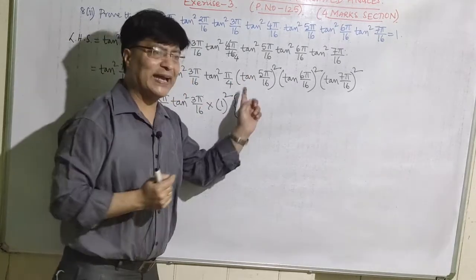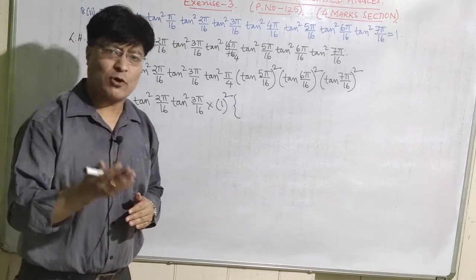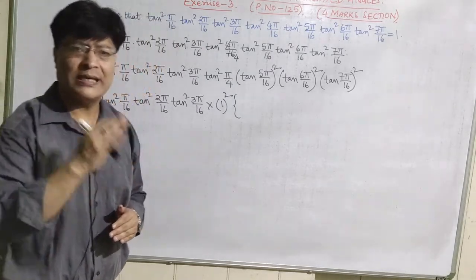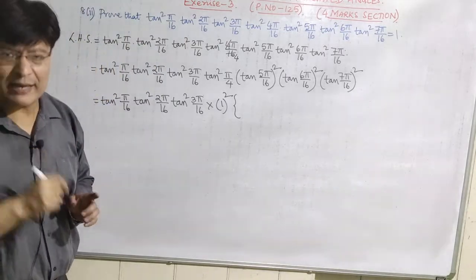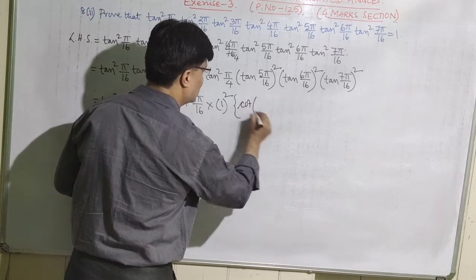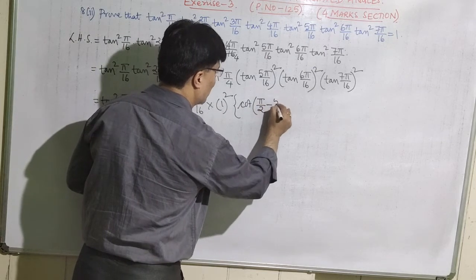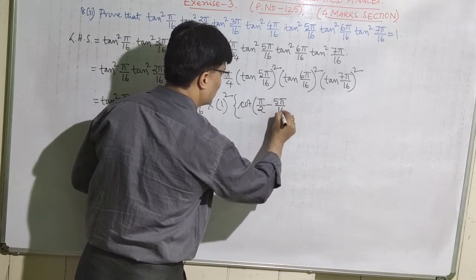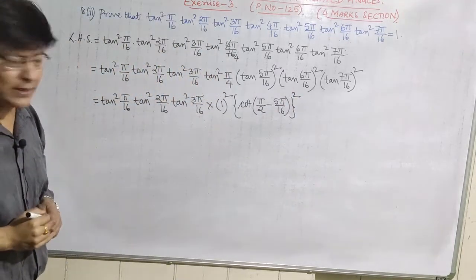So this is your tan theta, isn't it? So what is tan theta in terms of cot? You can write here cot 90 degree minus theta. Tan theta is cot pi by 2 minus theta, isn't it? So here you can write, we are changing into cot. So it is cot pi by 2 minus 5 pi by 16. This is your whole square, right?